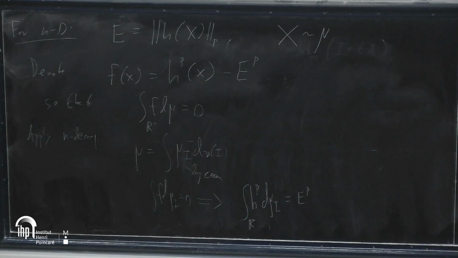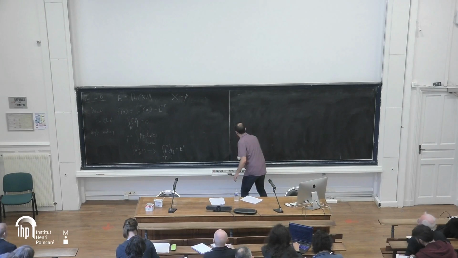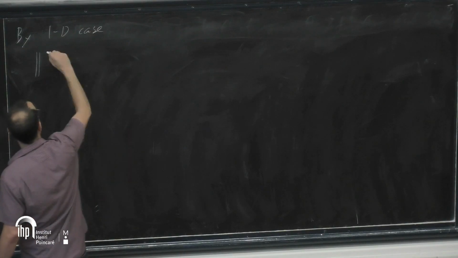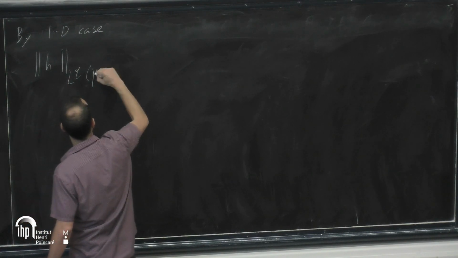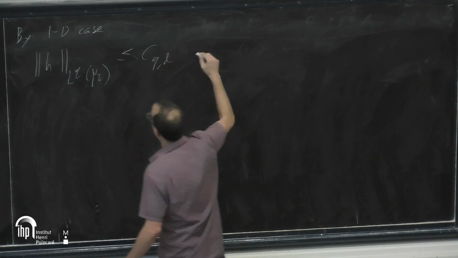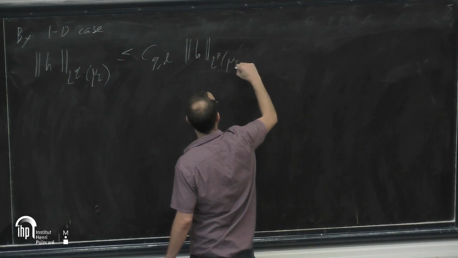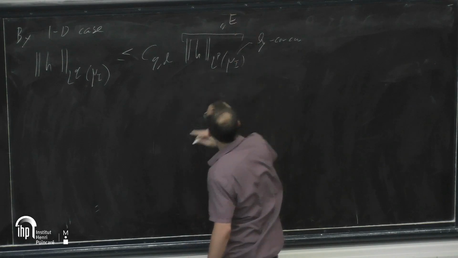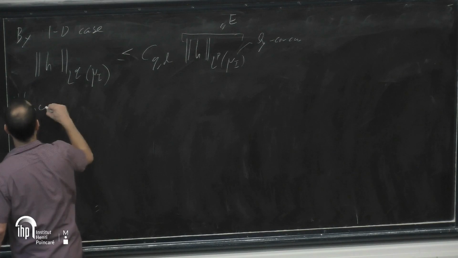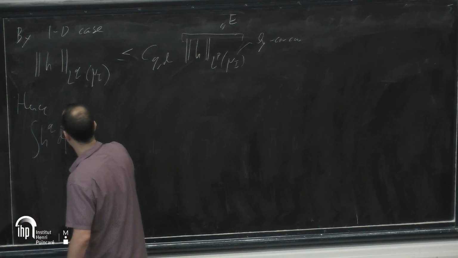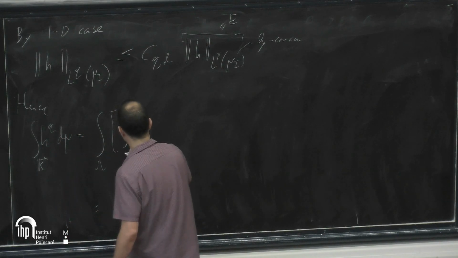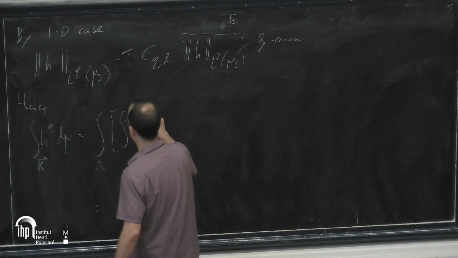Therefore, by the one-dimensional case, we know that the LQ norm on mu_i of H is at most some C_{Q,D} times the LP norm of H on mu_i, because it's log concave, which is E. So hence, the LQ norm of H with respect to d mu on R^n is the integral on each needle separately of H to the Q d mu_i.